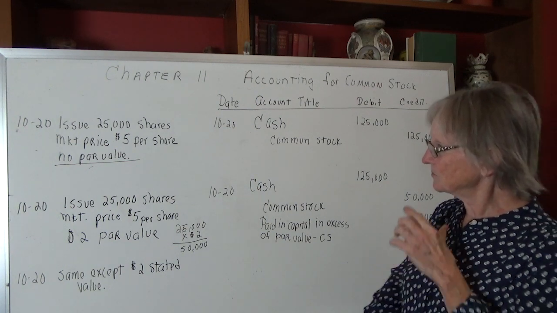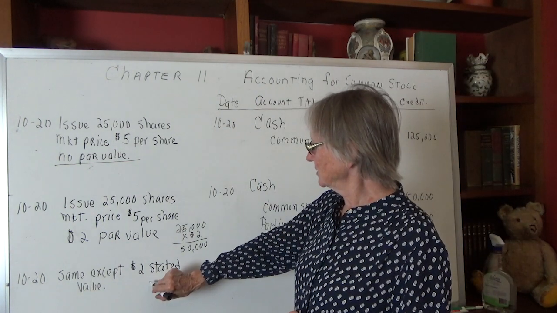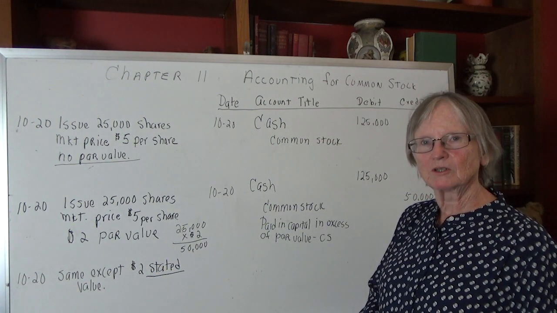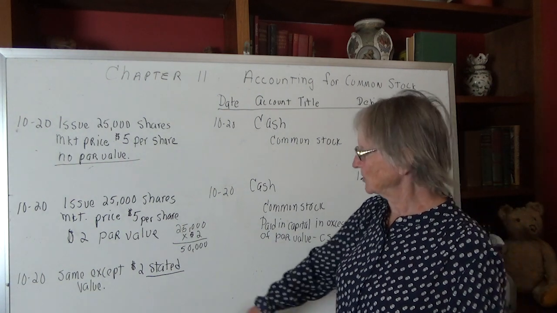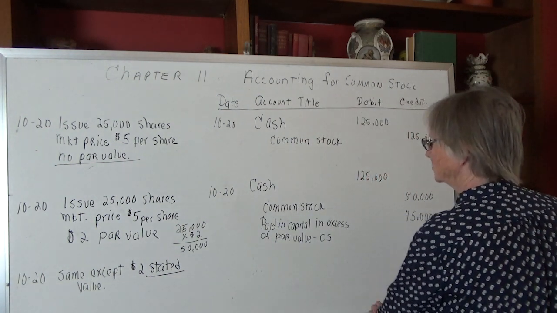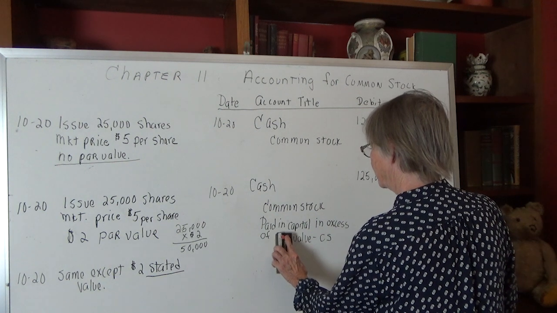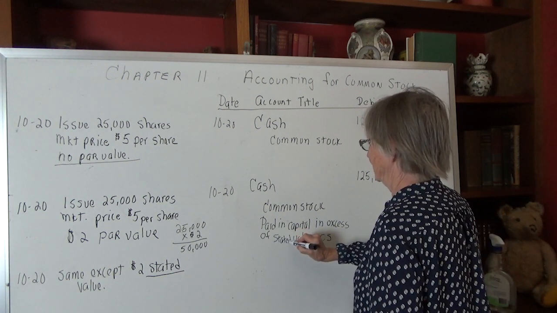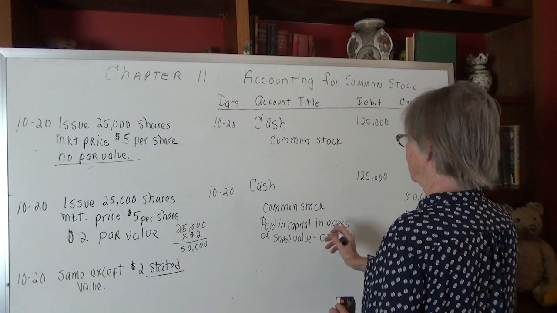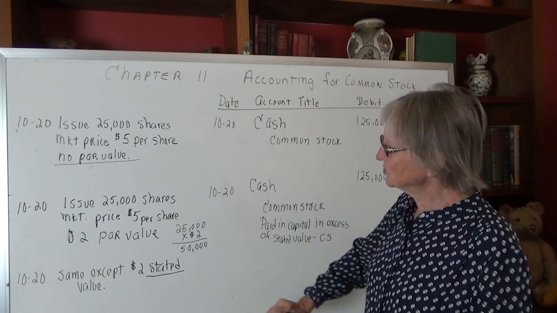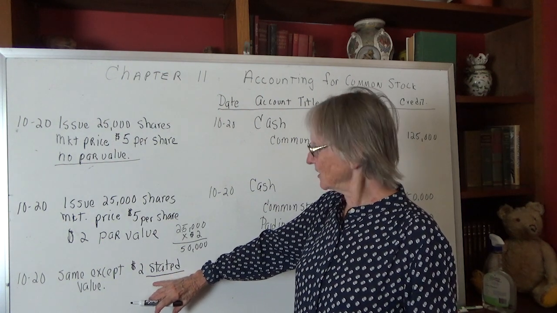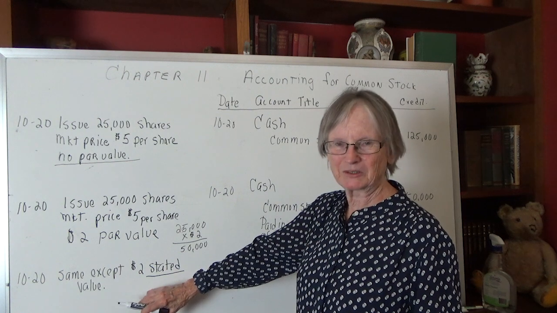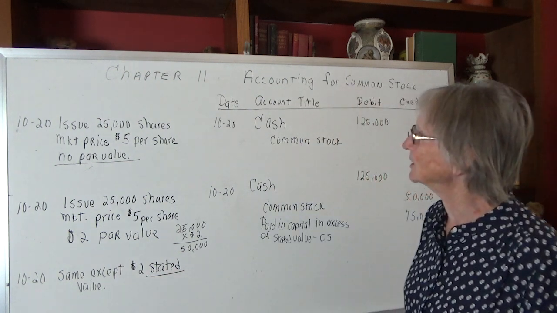Okay, so now we could do the same problem, except the stock, instead of having par value, has a stated value. So how is the journal entry different? Well, it's got a $2 stated value. We simply just have to say it's in excess of stated value. Okay? Common stock, paid in capital in excess of stated value. And you do have to get those right. If a stock has par value, you call it par value. If it's stated value, you have to call it stated value.